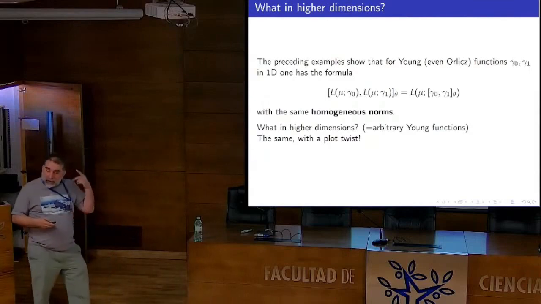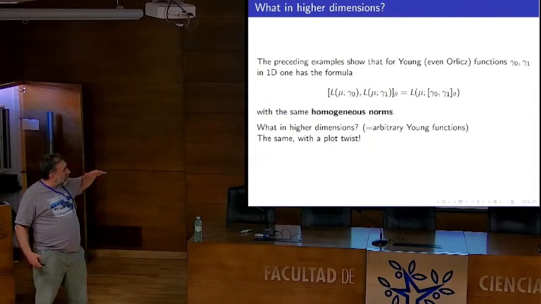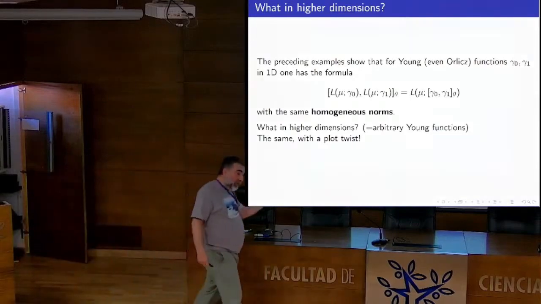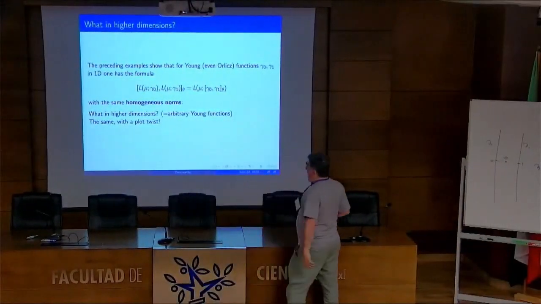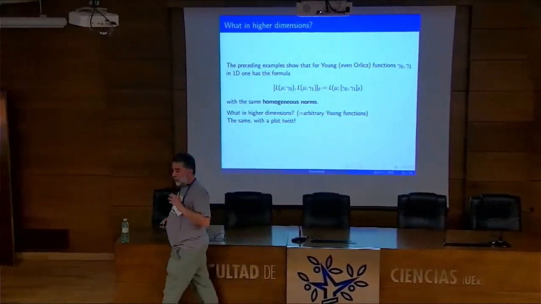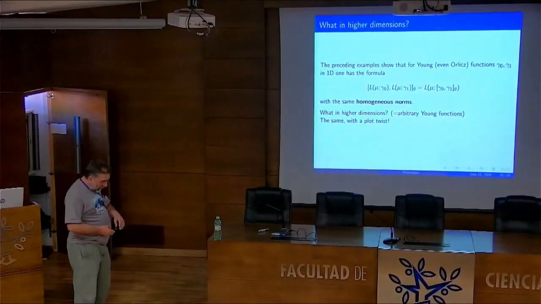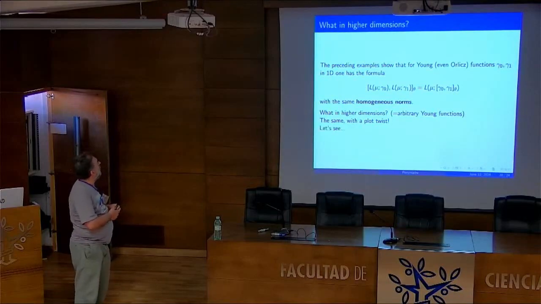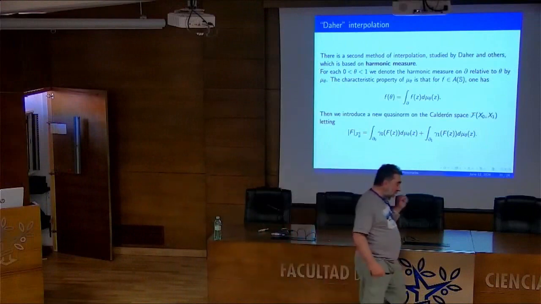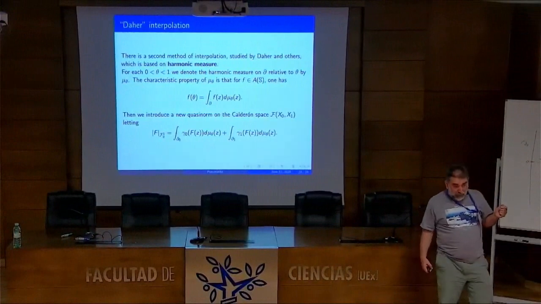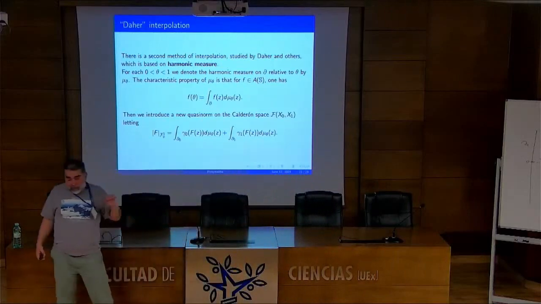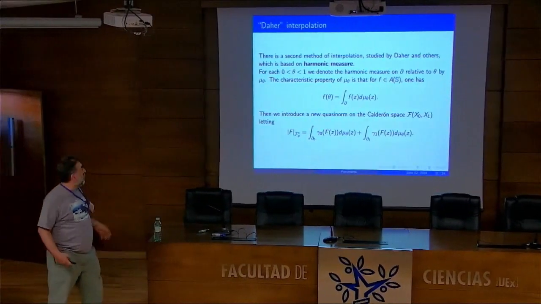The point is, what happens in higher dimensions? The difference between dimension 1, that is Orlicz functions, and higher, but finite, dimension, is that you move from Orlicz functions to Young functions. Well, what happens is the same, but not exactly the same. So let me explain. And the point is that we need to change our method of interpolation. We need a different method of interpolation, which is the same for Banach spaces, but not for quasi-norms.